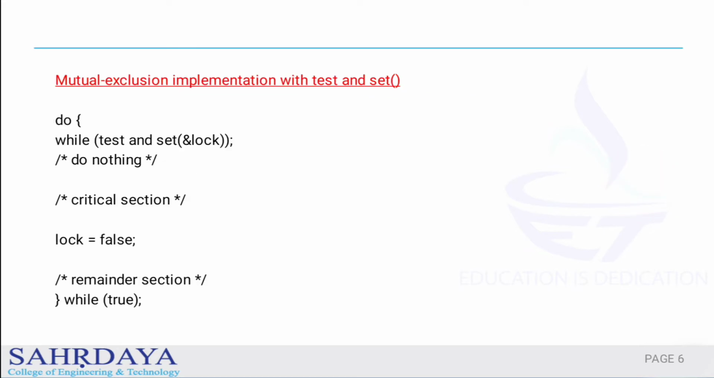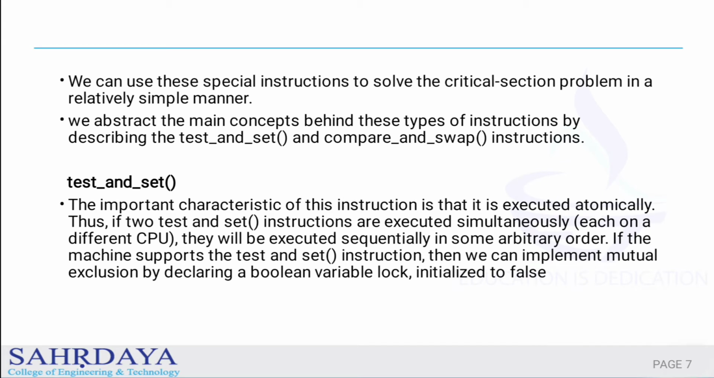This is the mutual exclusion implementation with test and set. do { while (test_and_set(&lock)); ... } while (true). As I said, we use these special instructions to solve the critical section problem in a relatively simple manner. We use test and set and compare and swap instructions here. These two instructions are used to abstract the main concepts behind this.